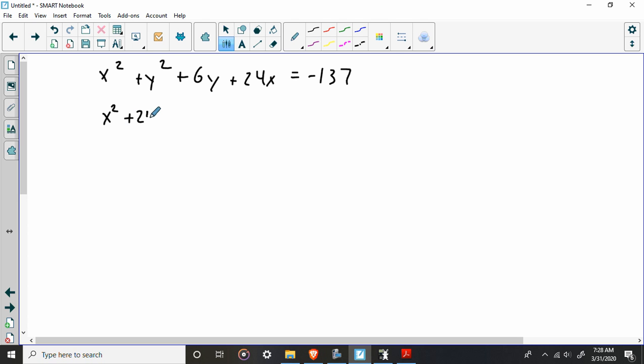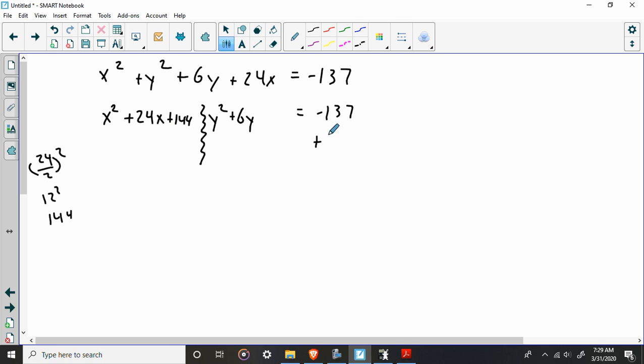x squared and 24x. Kind of leaving a space. Let's write our y's together. y squared plus 6y is equal to negative 137. Okay? All right, over here, again, 24 over 2 squared. 24 over 2 is 12. 12 squared is 144. So I'm adding 144 here. I'm adding 144 here as well. Okay?